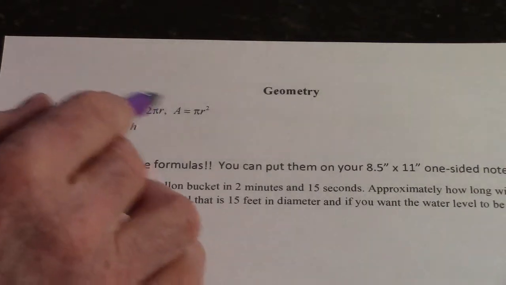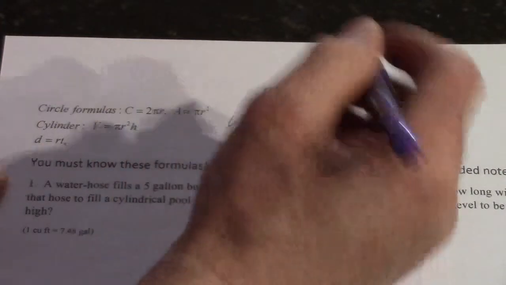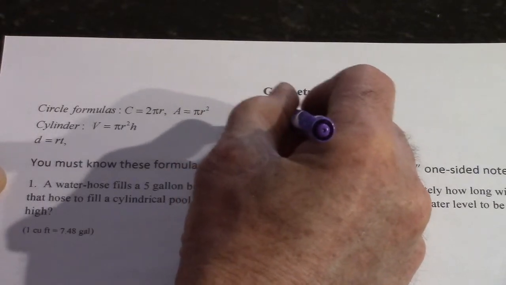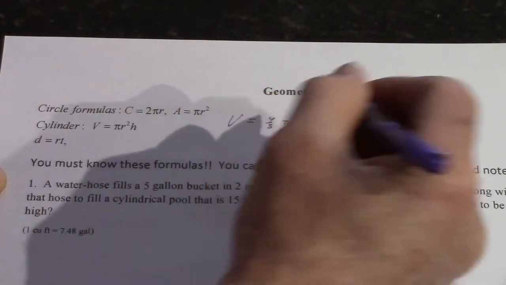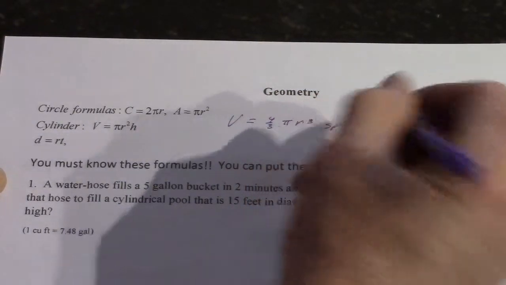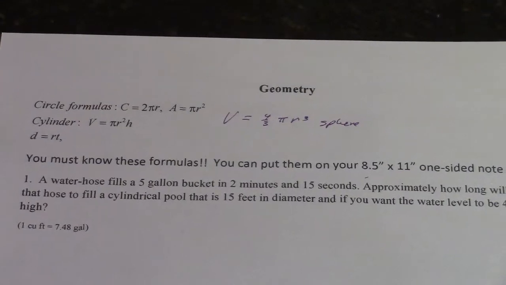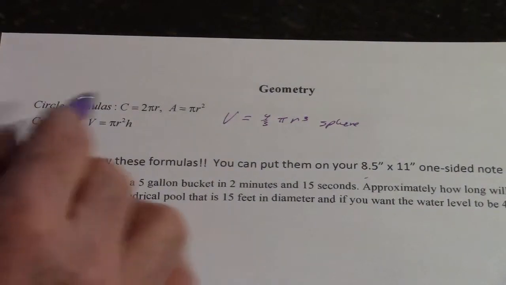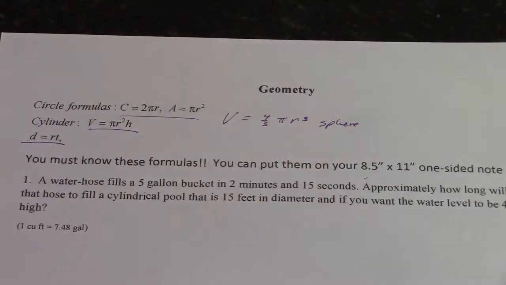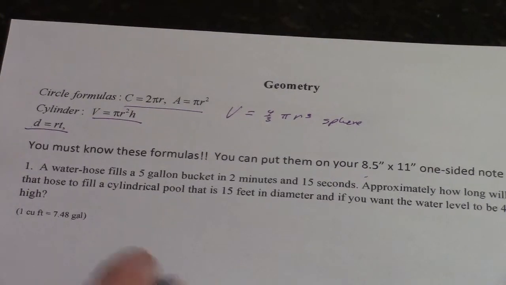There's some formulas you probably should know. There's another one we're going to learn too, and that's the volume of a sphere is 4/3 pi r cubed. That's one you should probably have on your 8.5 by 11 note sheet for the final. So you don't have to memorize those, but you should know those for the problem solving problems. Now, let's jump into this one.